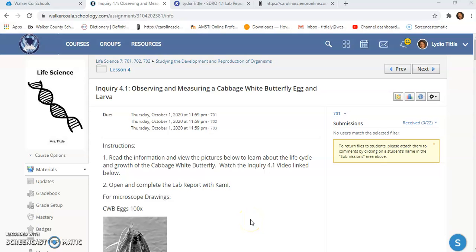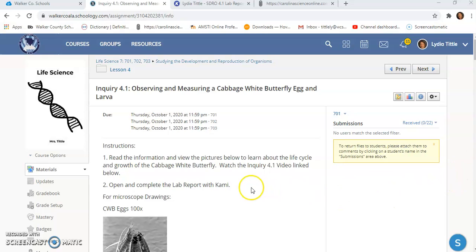For Inquiry 4.1, we're going to be observing the cabbage white butterfly's egg and larva. The instructions say for you to read the information and view the pictures below to learn about the life cycle and growth of the cabbage white butterfly. You'll watch this video to help you understand how to do the lab report. You will open and complete your lab report with CAMI.